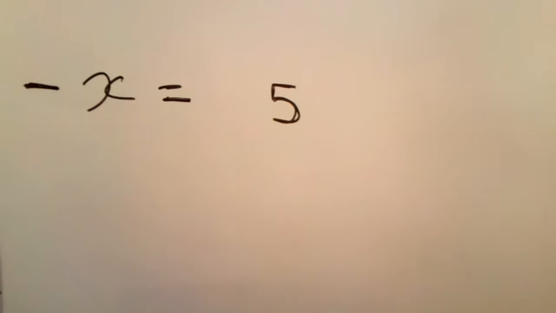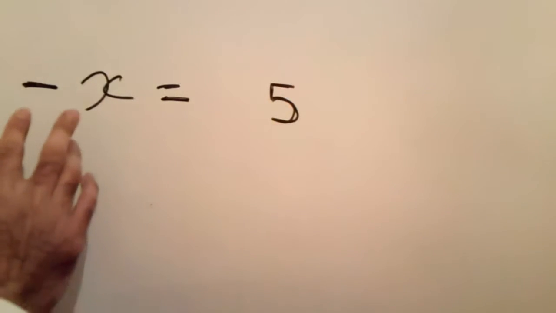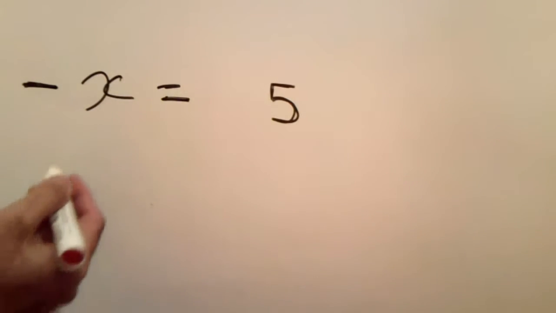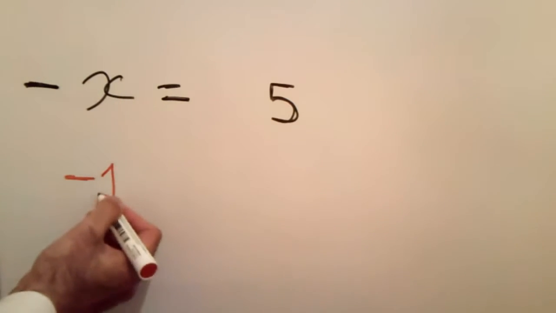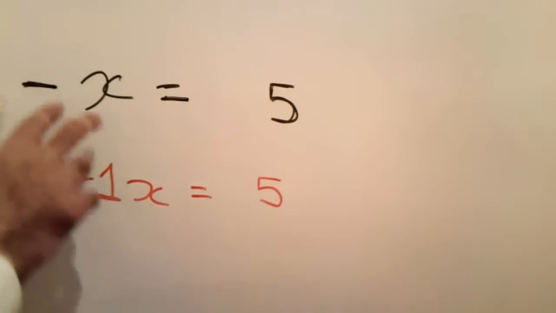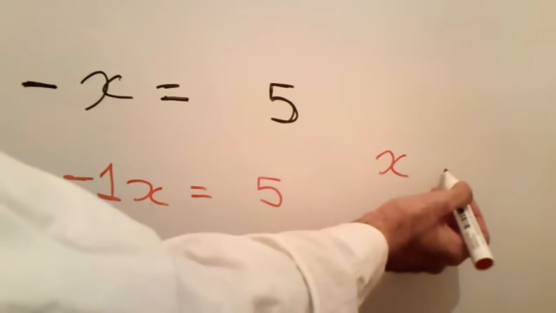Okay, here's another quick look into negative and positive values in algebra. Here we've got negative x is equal to 5. So what does this mean, negative x is equal to 5? Basically it's saying negative 1 x is equal to 5. It's just like we say x is the same as 1x.